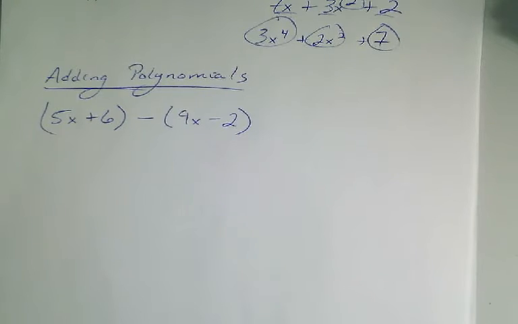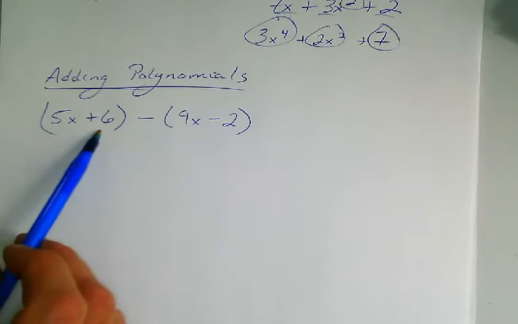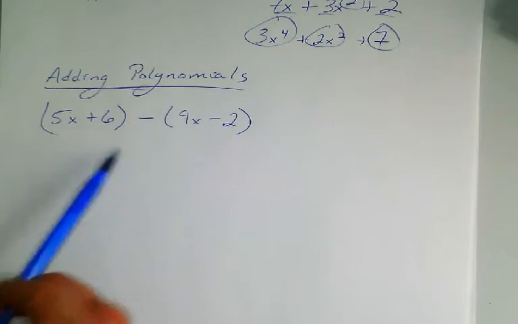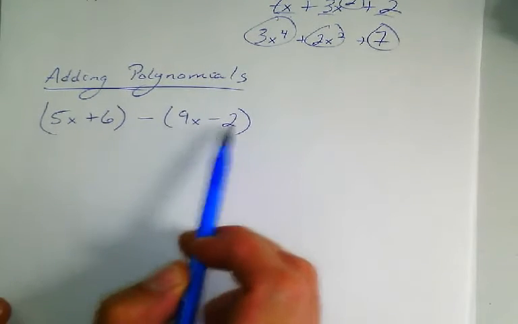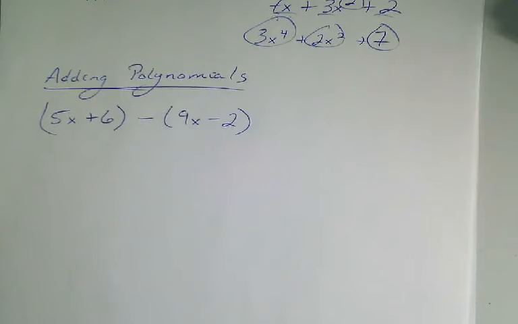So here I have this expression. I have 5x plus 6. It's in parentheses because this is how IXL likes to present these questions, so we'll deal with parentheses. Minus 9x minus 2, also in parentheses.